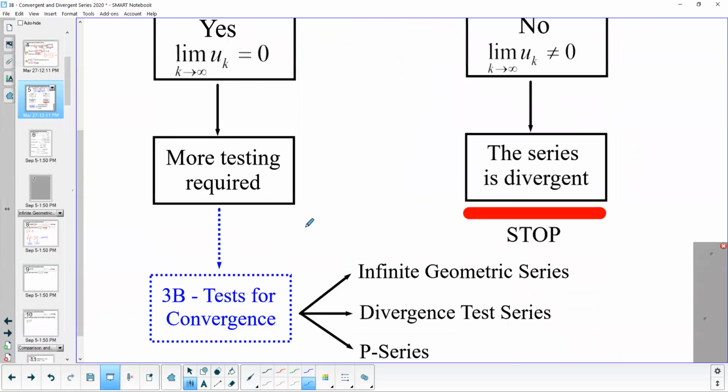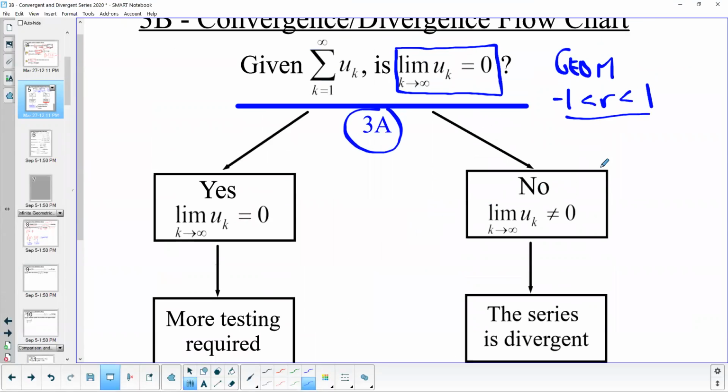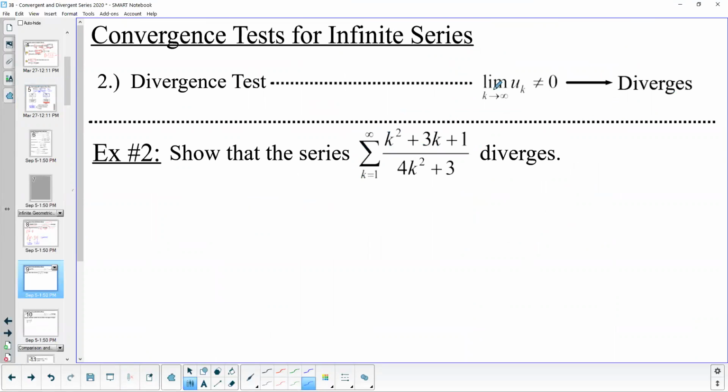Our next step before we get into all these different tests is we want to determine, is the limit as k approaches infinity of u sub k equal to 0? Yes or no. The second test we're going to be doing is something called the divergence test. The idea behind the divergence test is if you can show that a series has a limit of u sub k that does not equal 0, which is basically saying the values in here are not getting smaller or approaching 0, then you know right there that the series is not convergent and your testing is done.